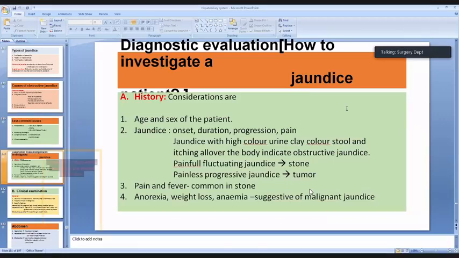So regarding jaundice, if we explore these points, it is possible to ascertain clinically whether the jaundice is pre-hepatic, hepatic, or post-hepatic. Third is pain and fever, common in stone but not common in tumors. Anorexia, weight loss, and anemia are all common symptoms in malignant jaundice, not in stone disease.